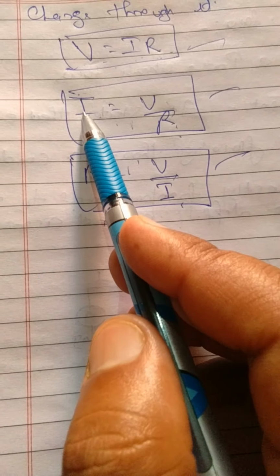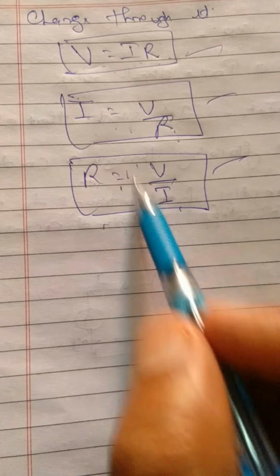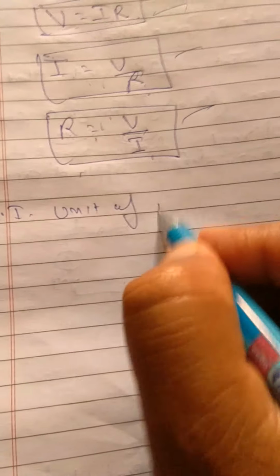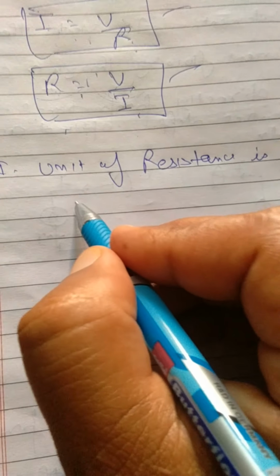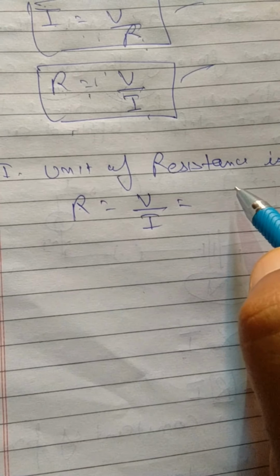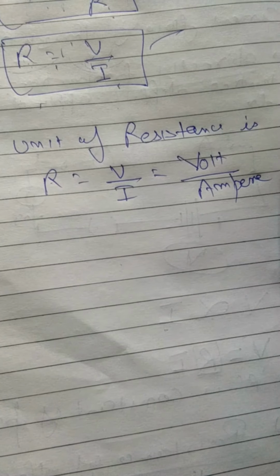Here we know that the SI unit of current is ampere and potential difference is volt. Using these units we can calculate the SI unit of resistance. Therefore the SI unit of resistance is, so what is R? V by I. What is the SI unit of potential difference? That is volt. What is current? Ampere, which is collectively known as ohm.